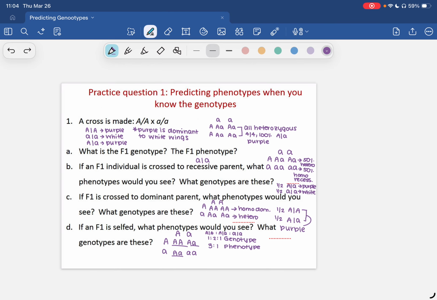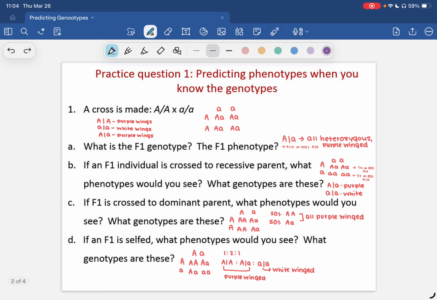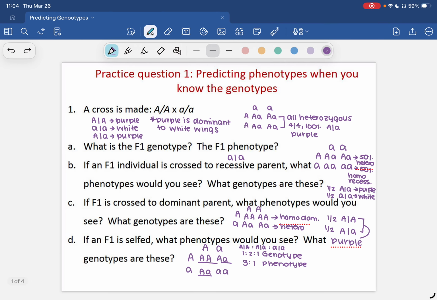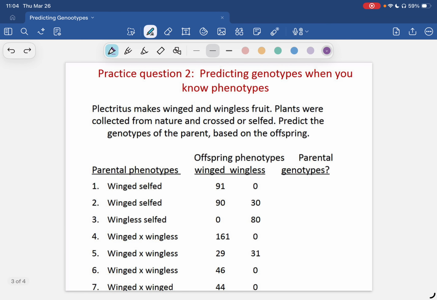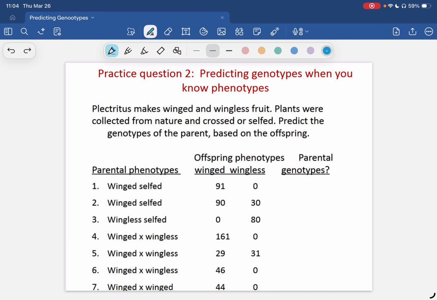Okay. All right, so that's how you answer question number 1. And then here's kind of a cleaner key in case you want to look at it. But yeah. All right, let's move on to the second question. The second question is asking how to predict the genotypes when you are already given the phenotypes. So in this case, we have winged and wingless fruit.